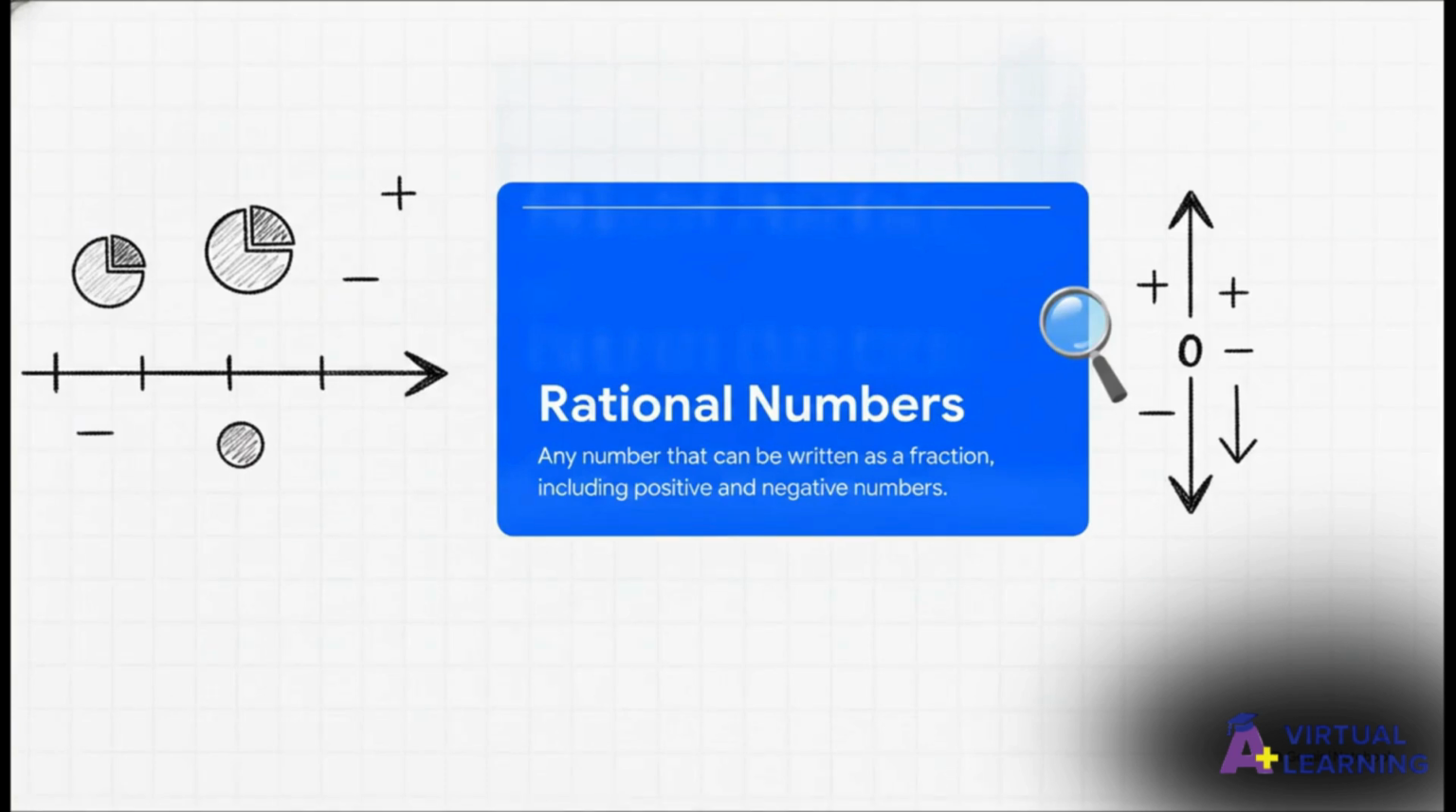We'll start with a rock-solid definition so you're perfectly equipped to guide your student. Rational numbers are simply any number that can be written as a fraction. And crucially, this includes both positive and negative numbers on the number line. Before this year, your student mostly just dealt with positive numbers, but now they've got to figure out what exactly happens on the other side of 0.